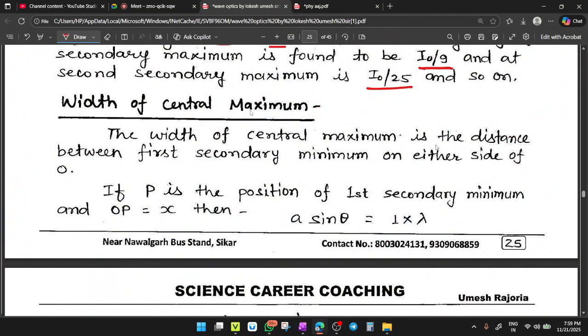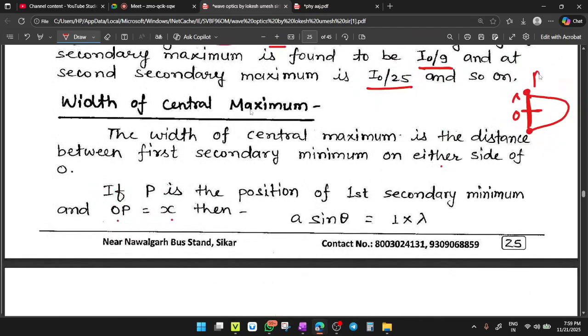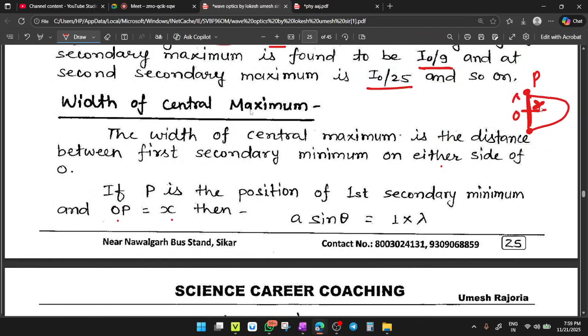So the width of the central maximum is the distance between the first secondary minimum on either side. There is a secondary minimum on the first side and a secondary minimum on the second side, and this total width is called the width of the central maximum. If P is the position of the first secondary minimum and OP is equal to x, this is point O, this is point P. We consider this distance equal to x; we will make it 2x later on.